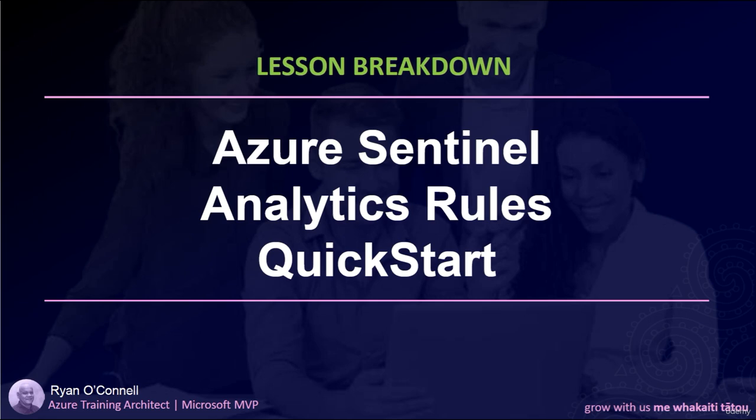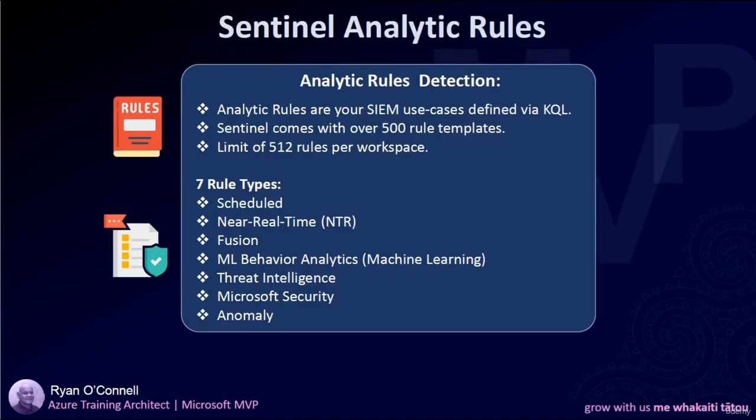Azure Sentinel analytic rules, our analytic rule detections. Our rules are our same use cases, and they are defined by using those KQL queries. Sentinel comes with over 500 rule templates, but there is a limit of 512 rules per workspace. There are 7 rule types in Sentinel.